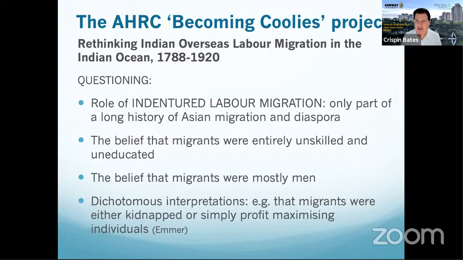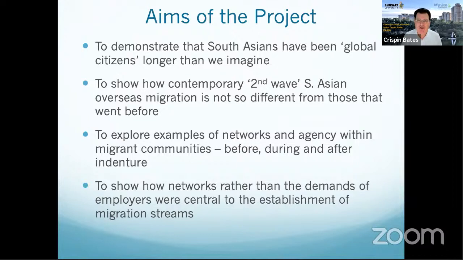So the broader argument we wanted to make was to show that South Asians have been global citizens longer than we imagine, and that contemporary second wave South Asian overseas migration, as it is called, is not so different from those that went before. My often-used saying about that is that today's programmer is yesterday's sugarcane cutter. We were also keen in this project to explore examples of networks and agency within migrant communities, both before, during, and after indenture, and to show how networks, rather than the demands of employers, were central to the establishment of migration streams.